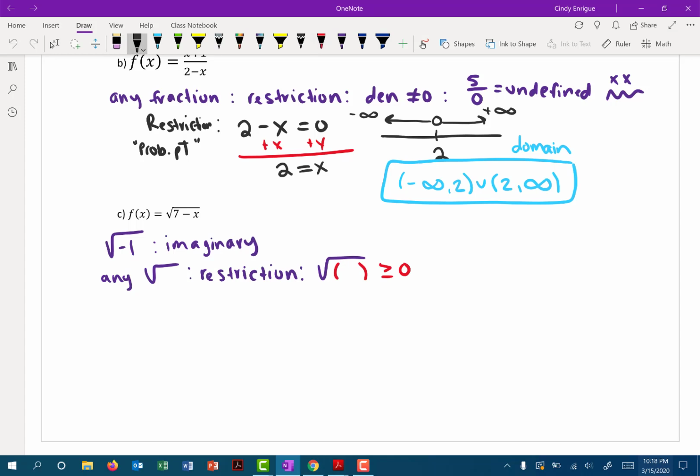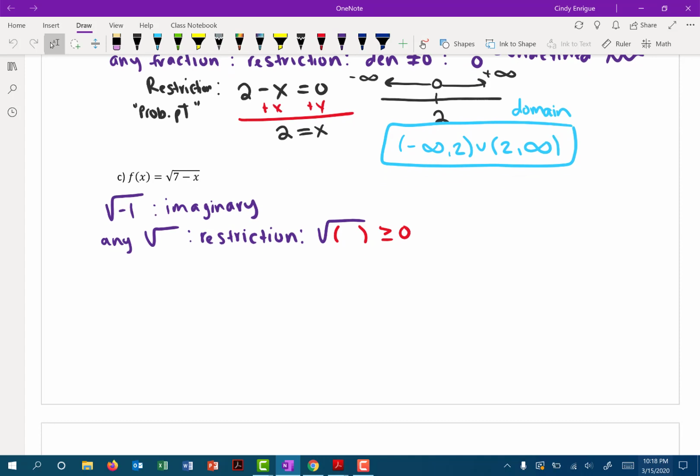So what we're going to do is look specifically at what's underneath the square root. We have 7 minus x. We want to know when that is going to be greater than or equal to 0. So I'm going to go ahead and subtract 7 from both sides. That's going to give me that negative x is greater than or equal to negative 7. And of course, I don't like negative x, so I'm going to divide everything by a negative 1. And remember, whenever I multiply or divide by a negative, it flips the sign of the inequality. So now instead of greater than, it's going to be x less than or equal to a positive 7.